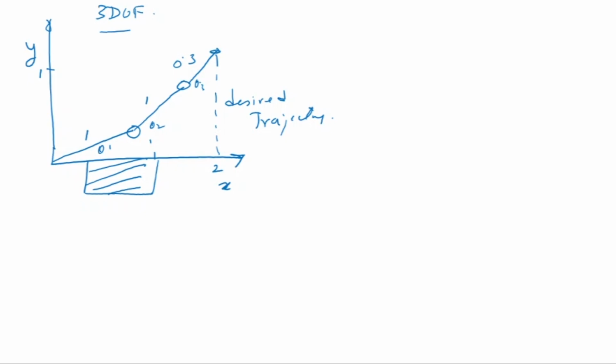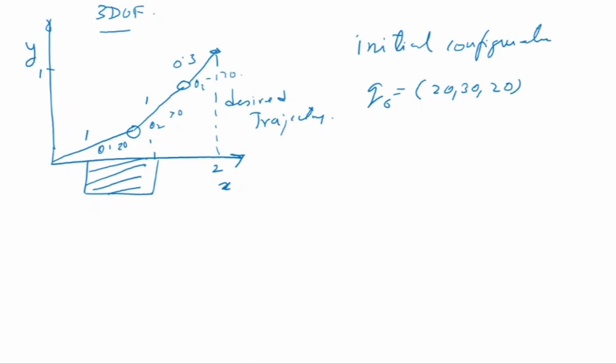Now at the beginning of the task, the initial configuration at time t equal to 0, let's say q naught is equal to 20, 30 and 20 initially when it is starting. This corresponds to r naught, the position, which is equal to x naught, y naught. You can compute this, it becomes 1.69, 1.39. So this point is 1.69, 1.39. That's my initial position.